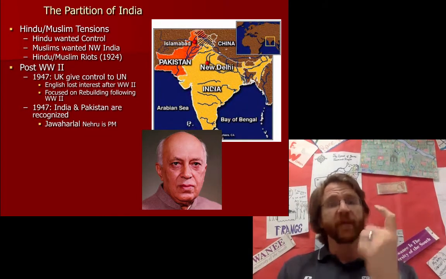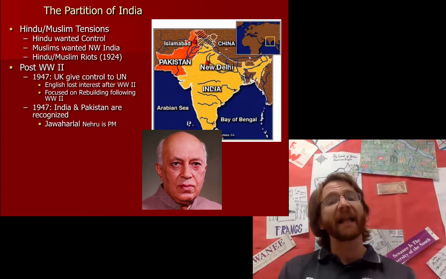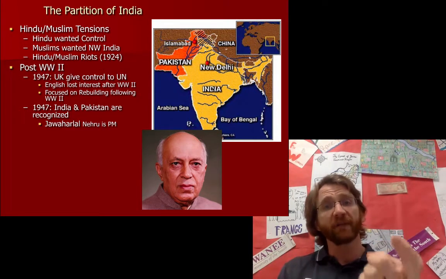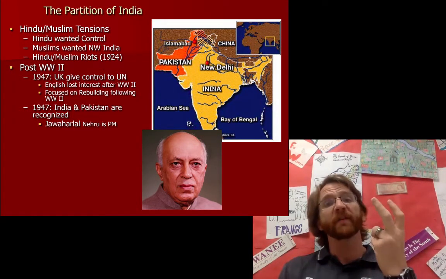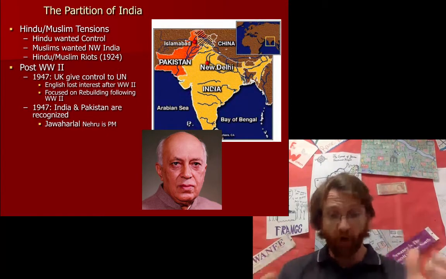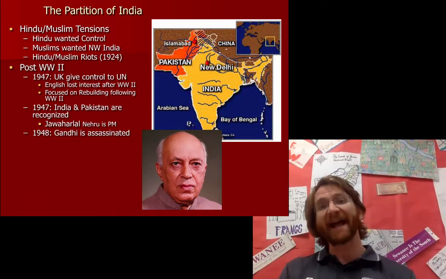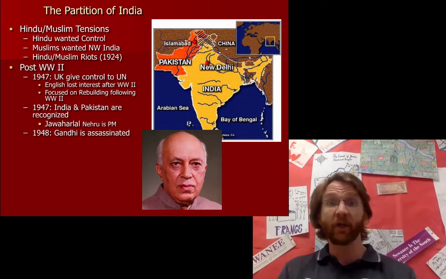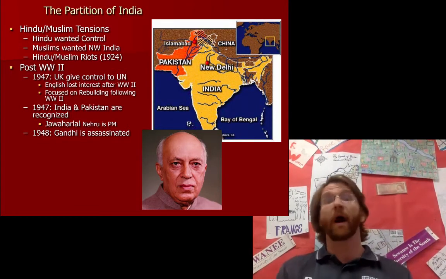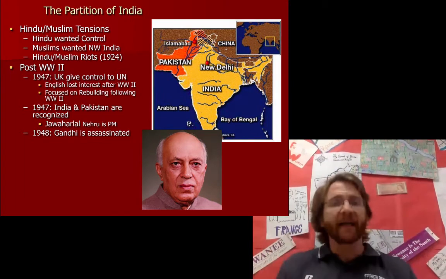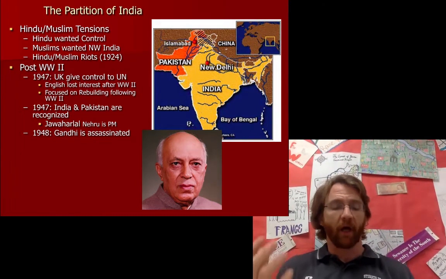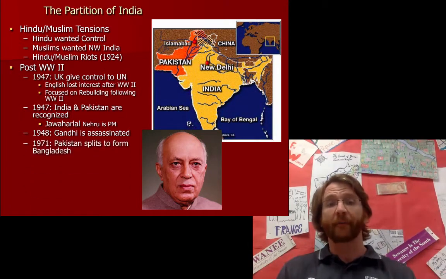Things you need to know. There's a struggle for democracy. There's still violence amongst Muslims and Hindus. And two, he was a close friend of Gandhi. Know those things about Nehru. Well, in 1948, Gandhi is assassinated by a Hindu who doesn't believe that Hindus should cooperate with Muslims. Gandhi was very cooperative. Gandhi believed that Hindus and Muslims should cooperate together.